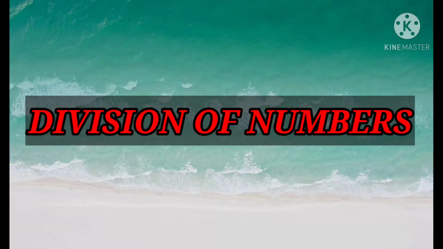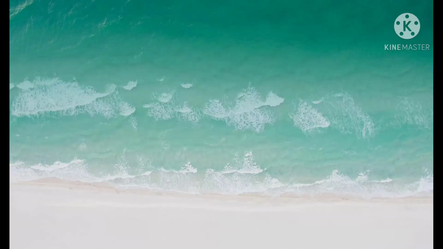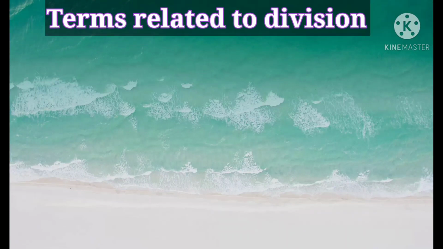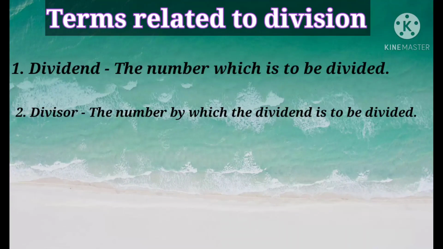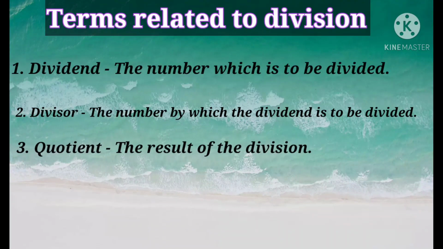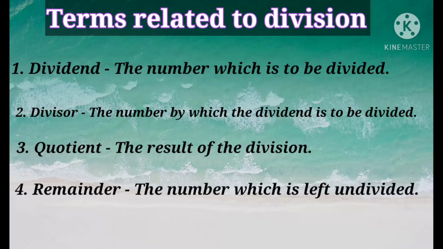Division of numbers. Let's get familiar with some terms related to division. First term is dividend. Dividend means the number which is to be divided. Next is divisor. Divisor means the number by which the dividend is to be divided. Quotient. The result of the division is called quotient. Remainder means the number which is left undivided.